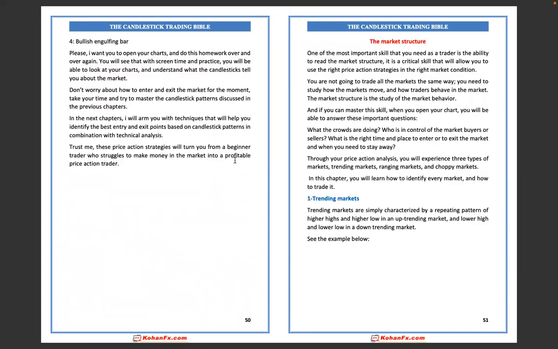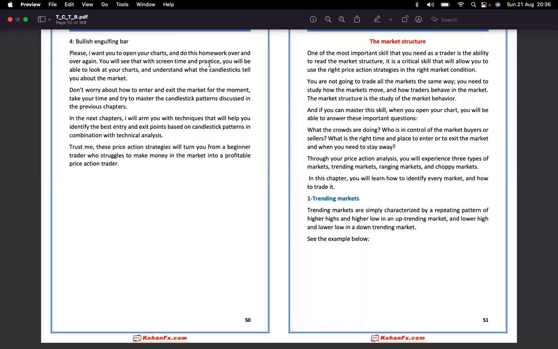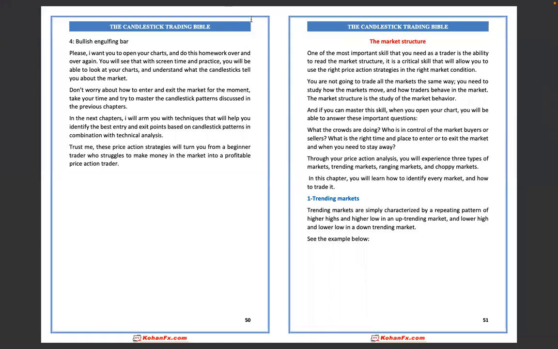Before we move to market structure, I don't know if you have any question on candlestick anatomy and the candlestick patterns. If you have any question, you can ask before we move to market structure, the most important thing for the day. Is there any question on what we have discussed so far? Yes, sir.